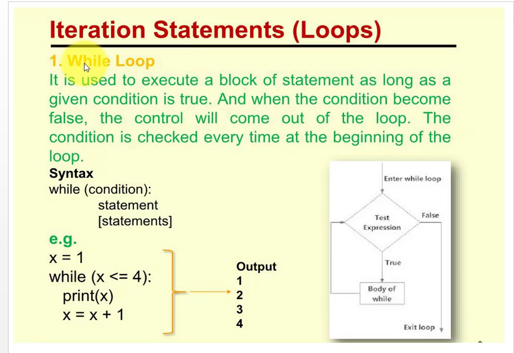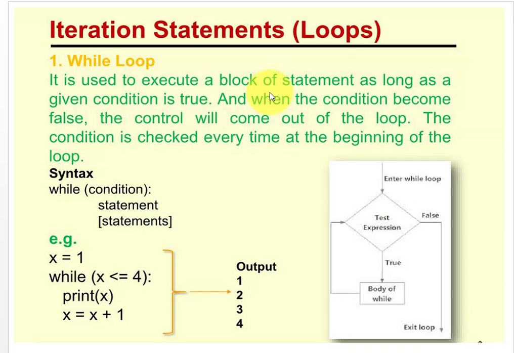The definition of the while loop is that it is used to execute a block of statements as long as a given condition is true. When the condition becomes false, the control will come out of the loop. The condition is checked every time at the beginning of the loop. So this is the definition.